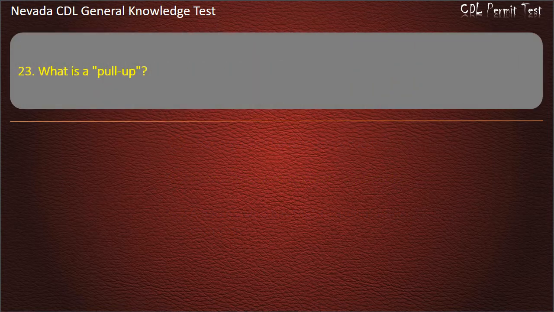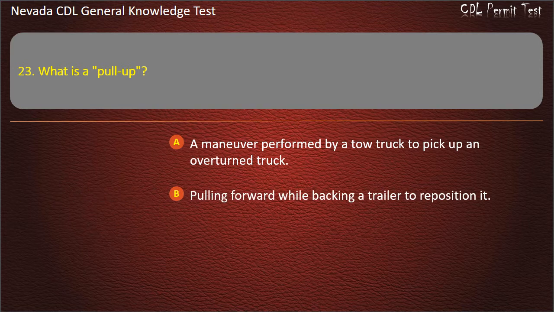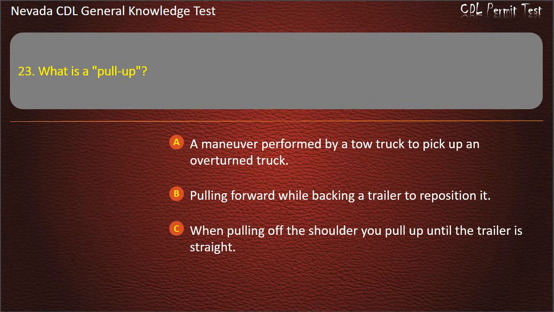Question 23. What is a pull-up? A maneuver performed by a tow truck to pick up an overturned truck. Pulling forward while backing a trailer to reposition it. When pulling off the shoulder, you pull up until the trailer is straight. Answer: Pulling forward while backing a trailer to reposition it.